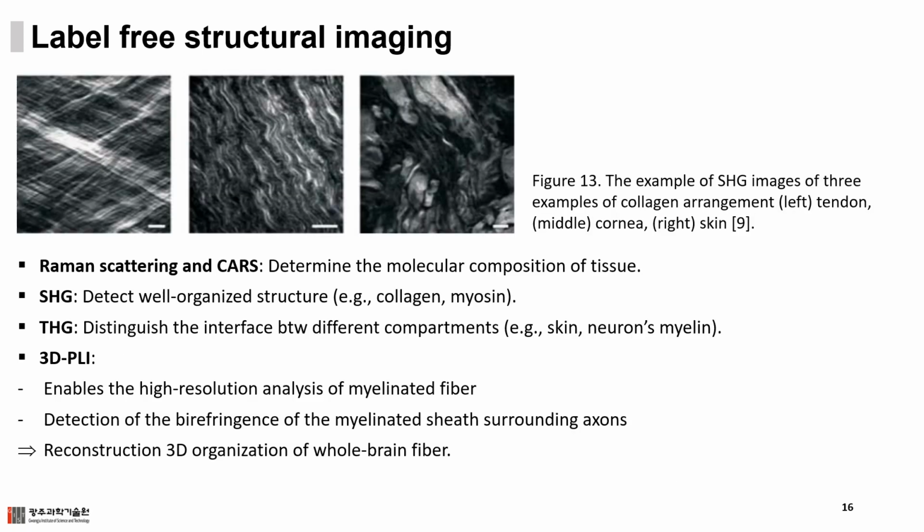The other label-free structural imaging techniques are Raman scattering and CARS to determine the molecular composition of the tissue, SHG for detecting well-organized structure, THG for distinguishing the interface between different compartments, and 3D-PLI for enabling the high-resolution analysis of myelinated fiber and so reconstruct the 3D organization of whole brain fiber.